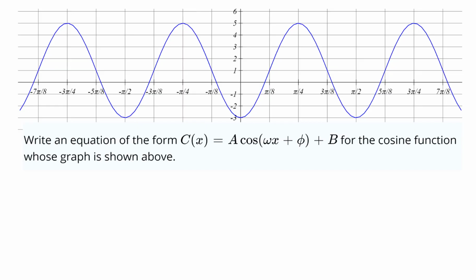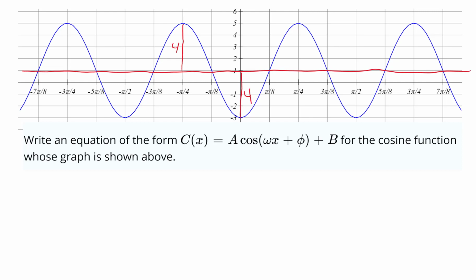So here we have a trig function graphed, and we want to figure out the equation of this with a cosine. So the first thing I'm going to do is figure out where the baseline is, find the line that this is oscillating about. It goes right through the middle, and it looks like it's right here. We can see that it goes as high as 1, 2, 3, 4 above the baseline, or as low as 1, 2, 3, 4 below the baseline.